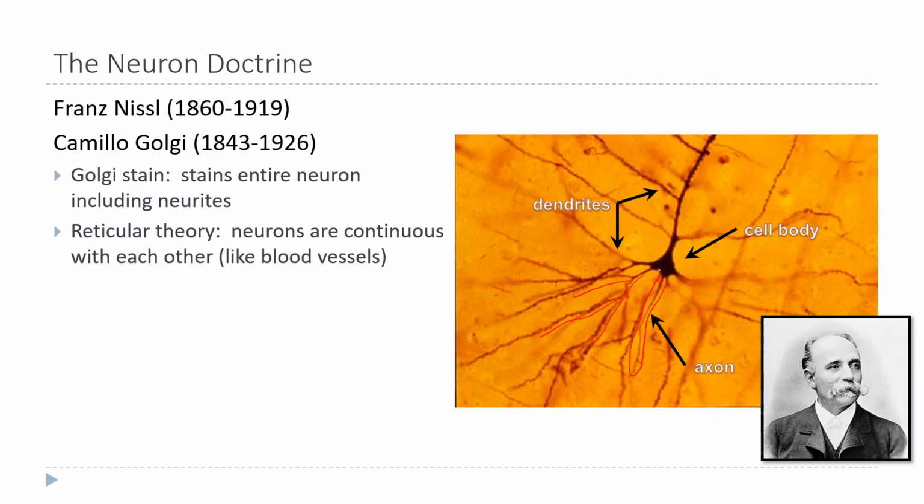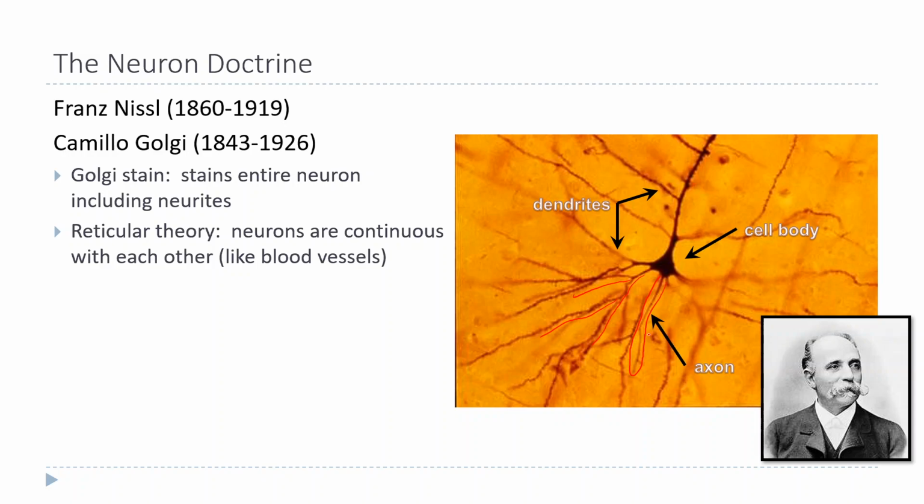And those processes, if you trace them, which Golgi and others did, then you can see that they go all over the nervous system and they connect to other cells. So if you were to follow this axon long enough, eventually it would come in contact with another cell, either at the cell body or at a dendrite. And so it became pretty clear pretty much immediately that this is how neurons in the brain and the rest of the nervous system communicate with each other. Signals traveling from one cell to another along these neurites.